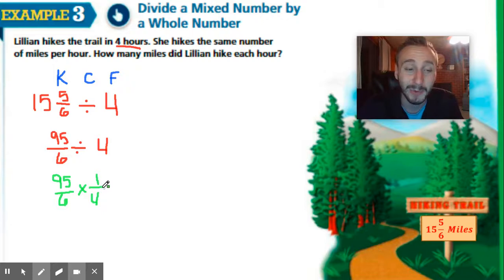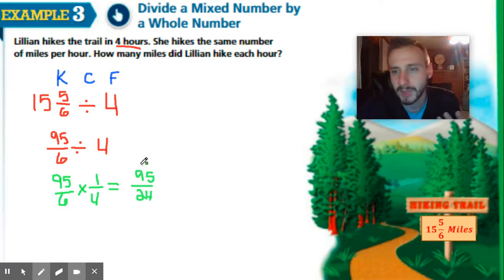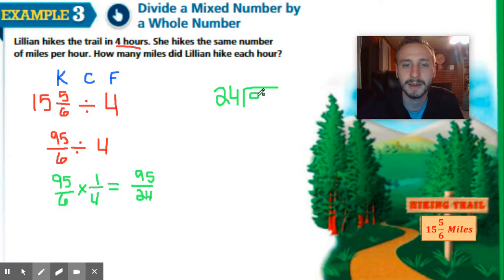And now I can multiply just like normal. Thankfully, the 4 is on the bottom. 95 times 1 is just 95. So we lucked out there. 95. 6 times 4 gives you 24. So now what we need to do is figure out 24 goes into 95 how many times? So let's do division for this. 24, how many times does it go into 95?